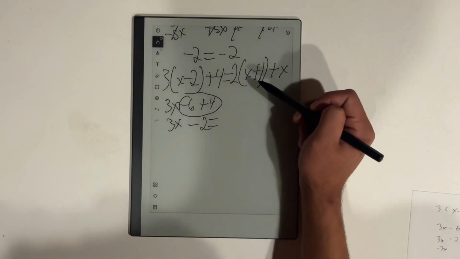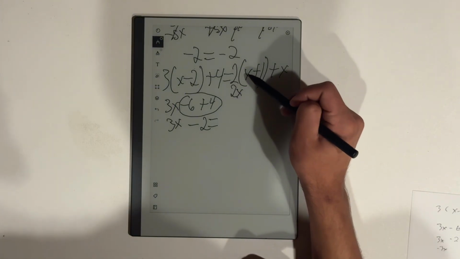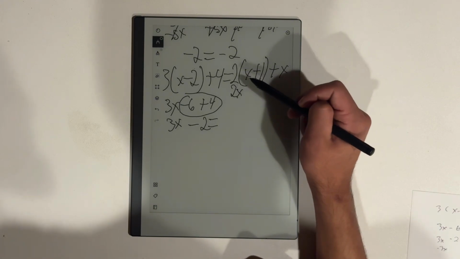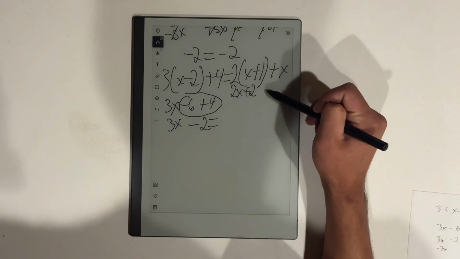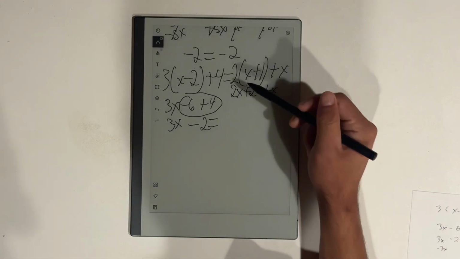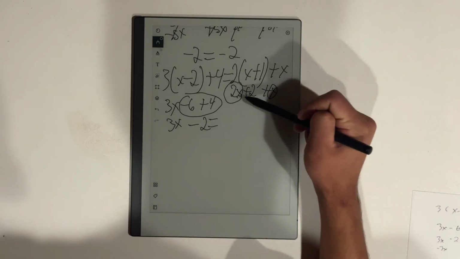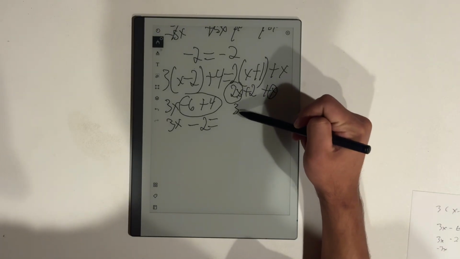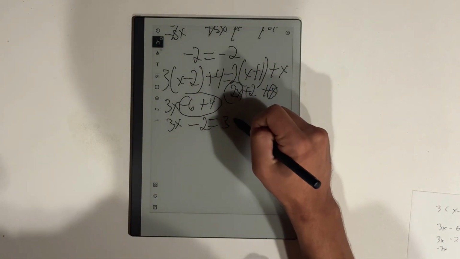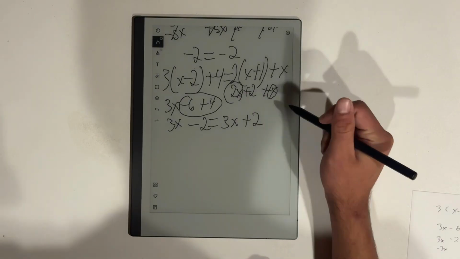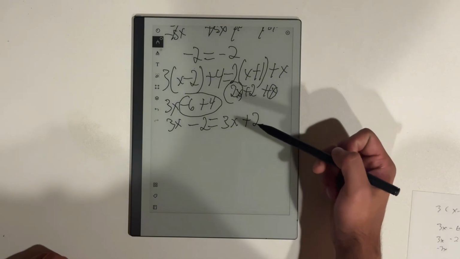So you're going to want to do the same thing on this side. So you're going to have 2 times x, which is 2x, and then 2 times 1 is obviously 2, plus x. And like I said, you're going to want to combine the like terms, 2x right here and x right here. So you'll get 3x plus 2. So now you have 3x minus 2 equals 3x plus 2.